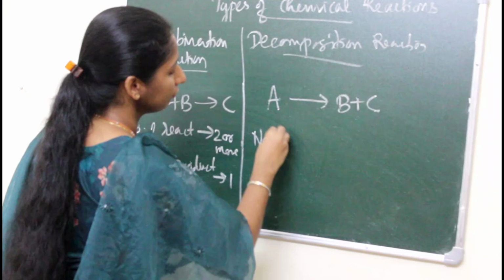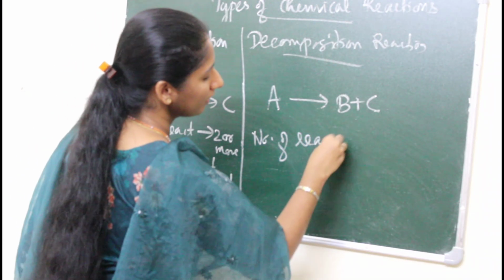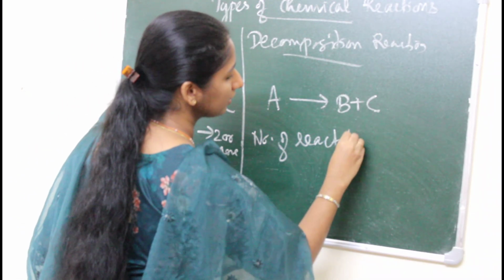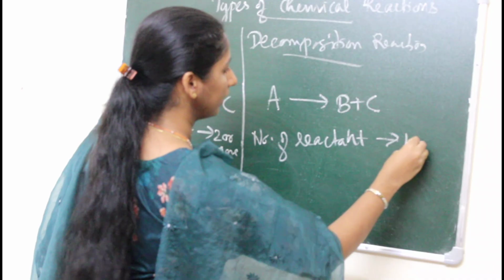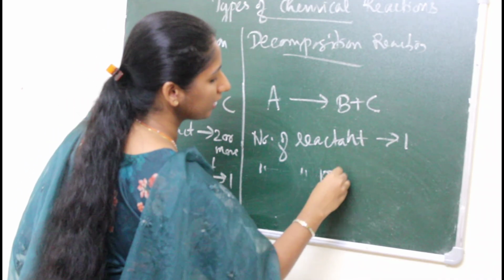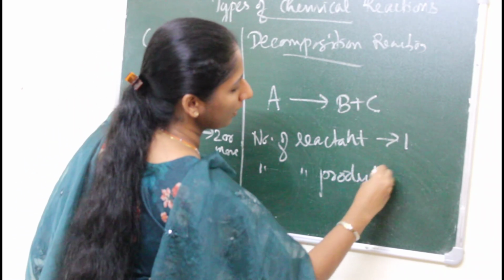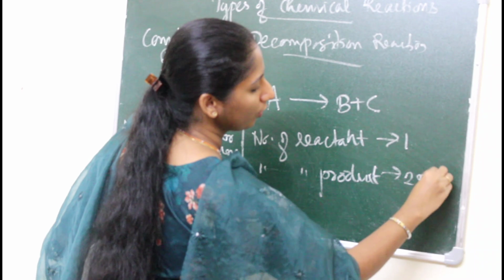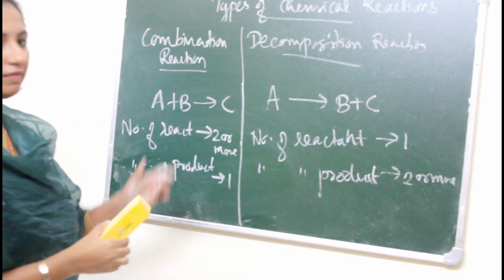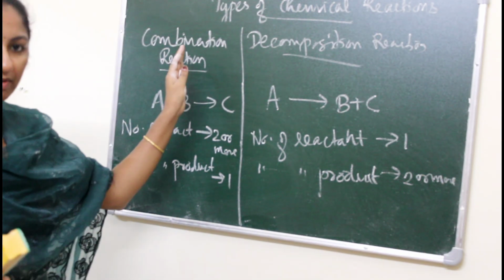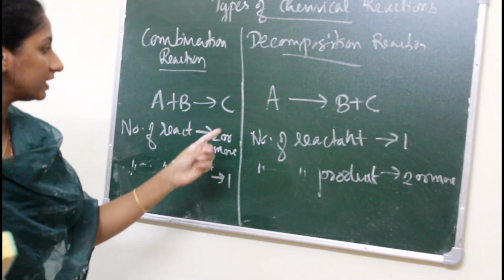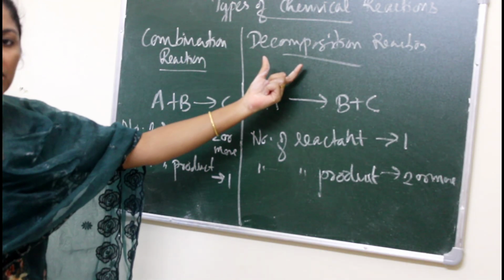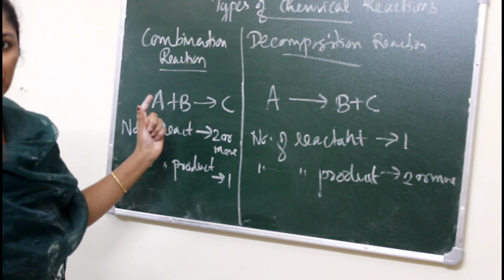Here the number of reactants is 1, and the number of products is 2 or more. Okay, so when we are observing these two reactions, or when we are comparing these two reactions, we can say that the decomposition reaction is actually the opposite of this combination reaction.